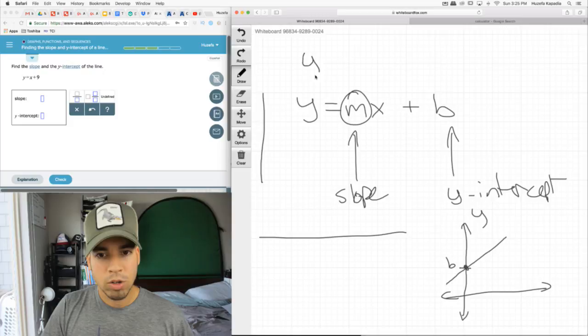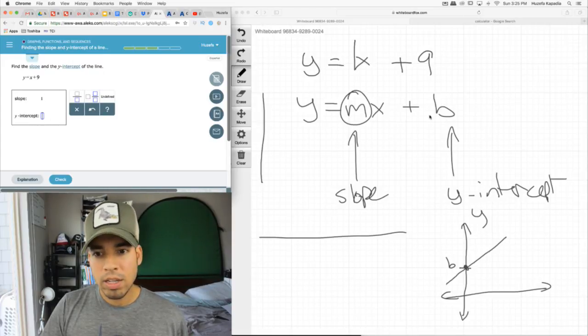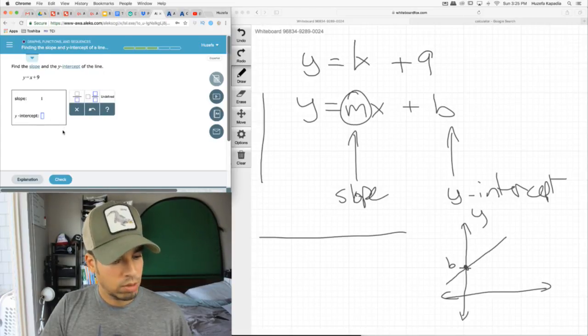All right, now here's my equation, y equals x plus 9. Well, what's multiplying the x here? It's actually an invisible 1. Therefore, the slope is 1. What about my y-intercept? That's 9, which is sitting right out there, and that's that.